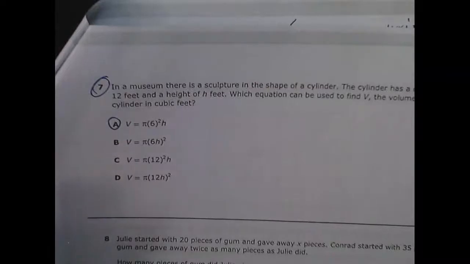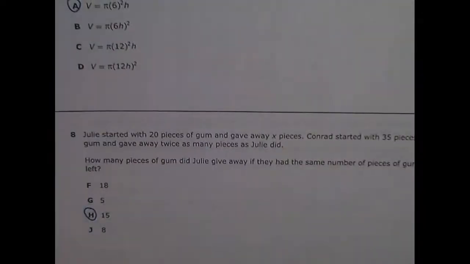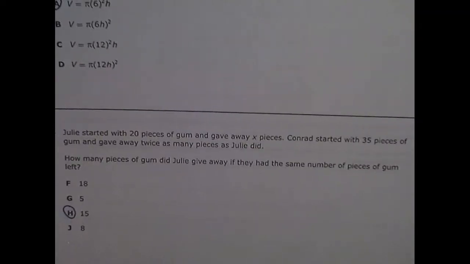I'm going to skip question 7 and catch that in the next video once we've learned shapes in class. Question 8. So you've got 20 pieces of gum, gave away this many pieces. He has this many pieces of gum and gave away twice as many as she did. How many pieces of gum did they give away if they had the same number of gum to begin with?